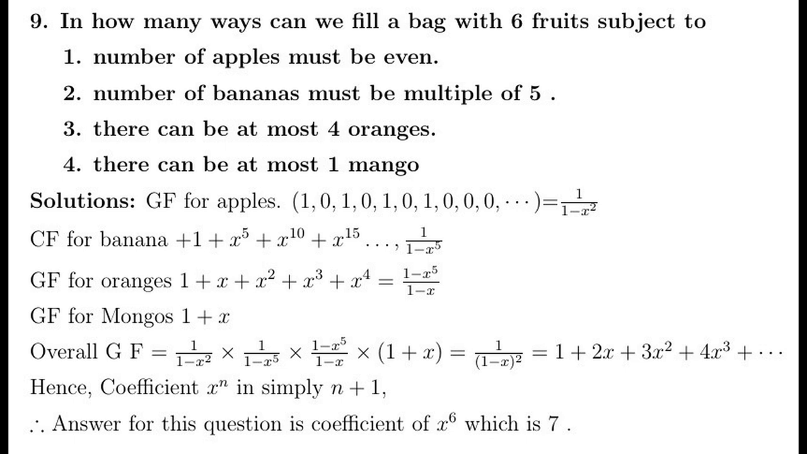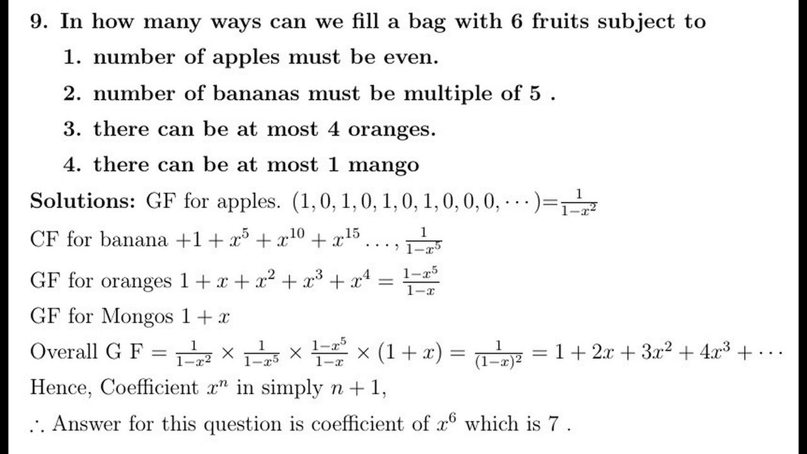Correct? So the generating function for that is 1 upon 1 minus x squared. The generating function for bananas will be similarly 1 upon 1 minus x raised to 5. The generating function for oranges: either 0 oranges are present or 1 or 2 or 3 or 4, not more than that, so we have to stop. So it is not a power series, it is a polynomial, 1 plus x plus x squared plus x cubed plus x fourth, which is 1 minus x raised to 5 upon 1 minus x, and the generating function for mangoes is 1 plus x.